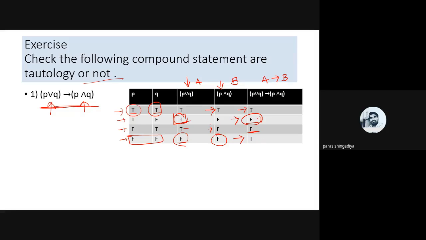Why is it not a tautology? Because all these values are not T. Okay, it is also not a contradiction. Why is it not a contradiction? Because all these values are not F. Okay, but we can say this is a contingency compound statement because it involves both true as well as false values. So this is not a tautology, it is a contingency compound statement.